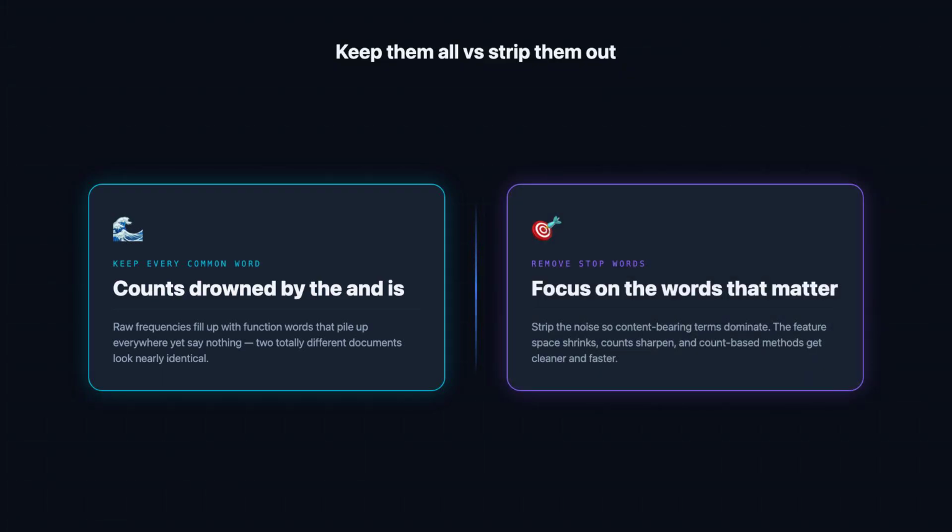Remove the stop words and you strip out that noise, focusing the model on the content-bearing terms that carry real signal. Your feature space shrinks, the counts sharpen around meaningful words, and count-based methods get cleaner and faster. Most NLP libraries even ship a ready-made list for each language, which you can customize, adding domain junk you want gone or protecting words you actually need.